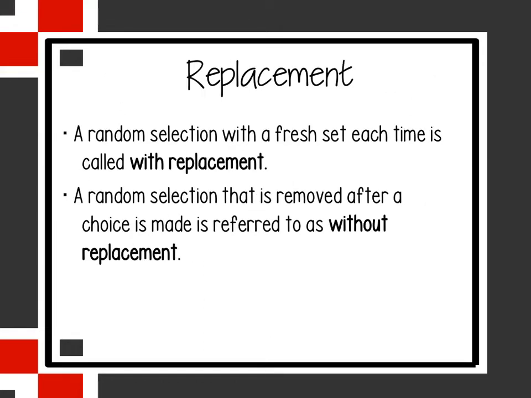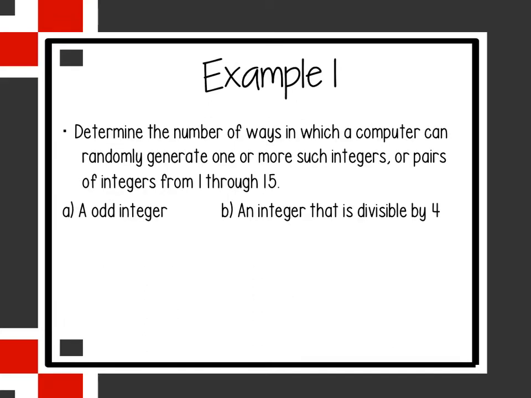Then we talked about the difference between with replacement and without replacement. So if I take something out and I put it back, I'm starting with a fresh set every time. We said things like rolling a die, flipping a coin, or a randomly generated number from a computer is always with replacement. We're always assuming we start with a fresh set every time. And then without replacement is if you reached your hand in and you pulled something out and then you kept it, and how that's gonna impact both what we're trying to get and the overall amount.